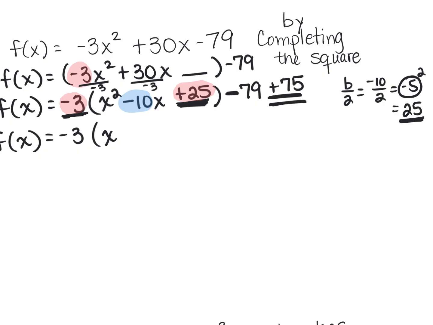I take the x, that is the variable that I'm starting with. I take my circled number and I square that quantity. Then I have negative 79 plus 75, and I combine those two and get negative 4. So again, if this one asks me what my vertex is, I have (h, k). h is the number 5, and k would be negative 4.